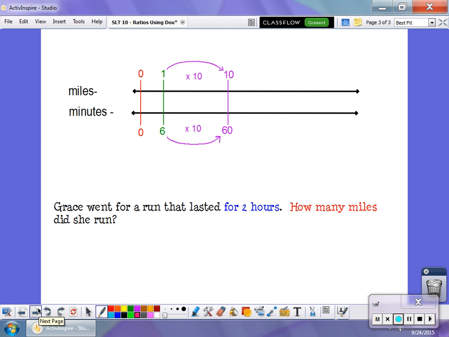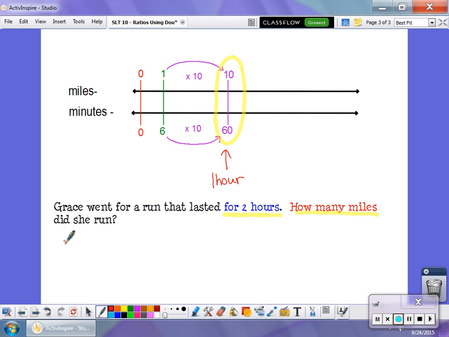Last but not least, let's look at one more question. Grace decided instead of running a certain number of miles, what she wanted to do was run for 2 hours. Okay. The question is, how many miles can she run in 2 hours? Well, I know that she can run 10 miles in 60 minutes. And I know that 60 minutes is 1 hour. So this right here is 1 hour.